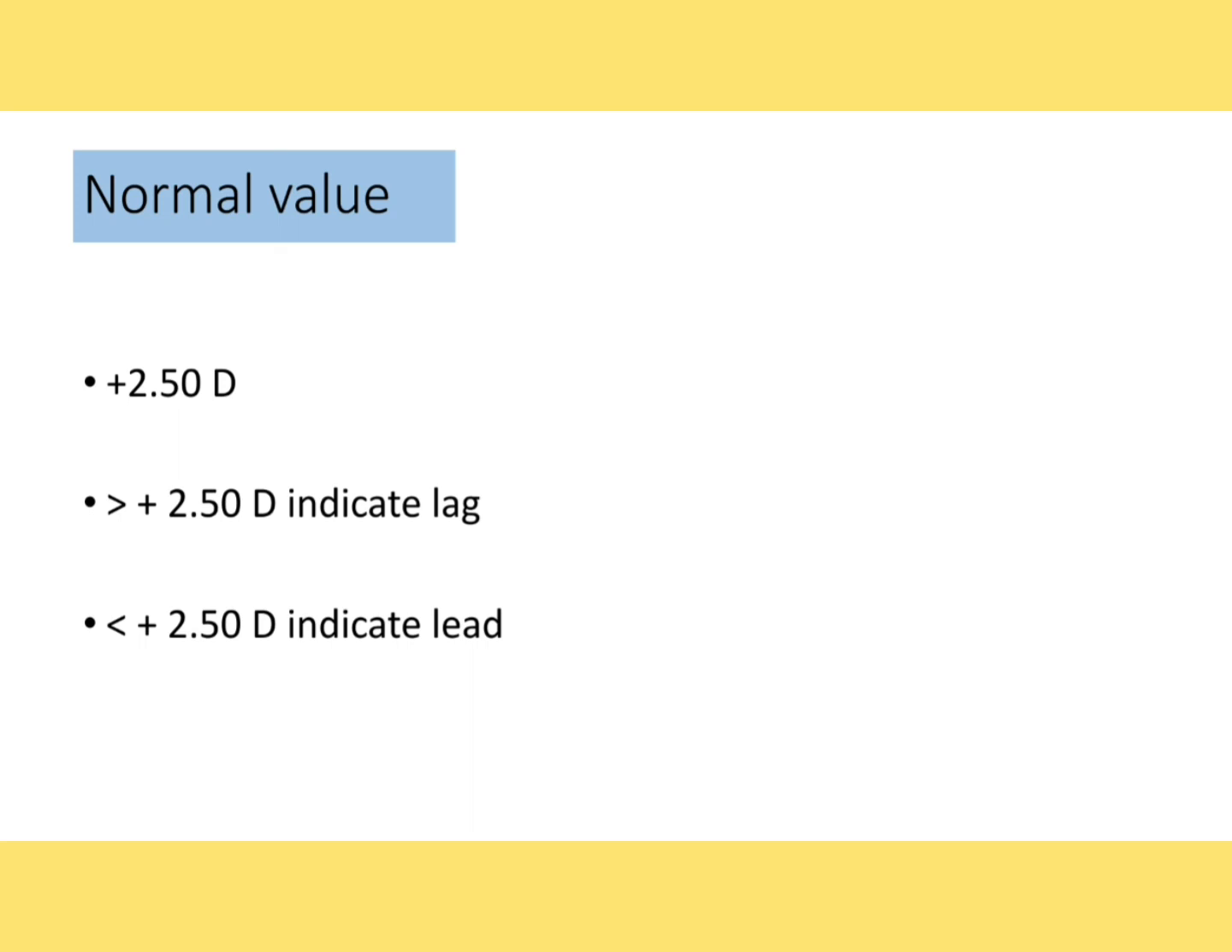Now if during the test you find that the first sustained blur is at about plus 3 or plus 3.5, it indicates that the patient has accommodative lag. And if the first sustained blur is before plus 2.5, like 1.5 or 1.75 or 1, it means the patient has accommodative excess. So this is how you can understand whether the patient has accommodative excess or accommodative lag.